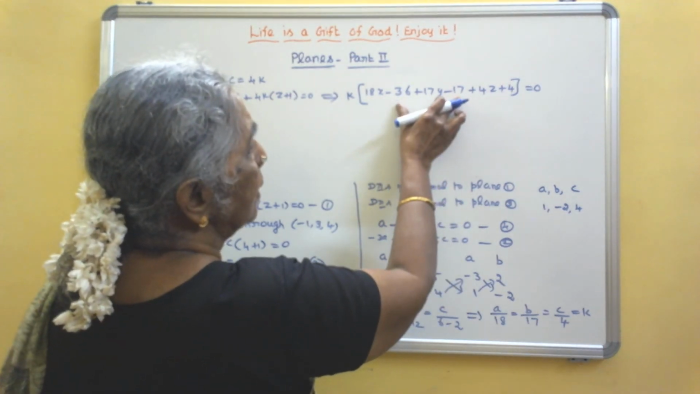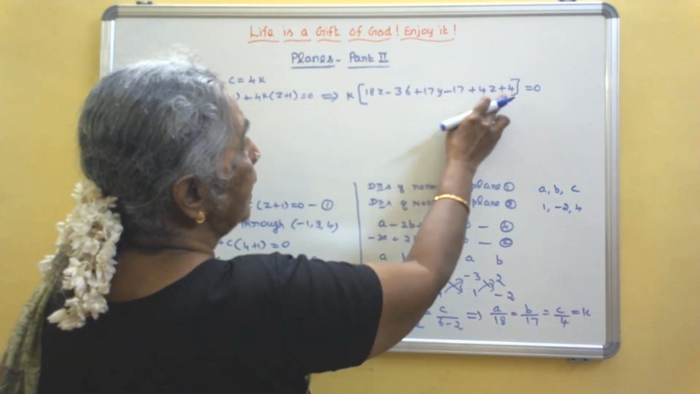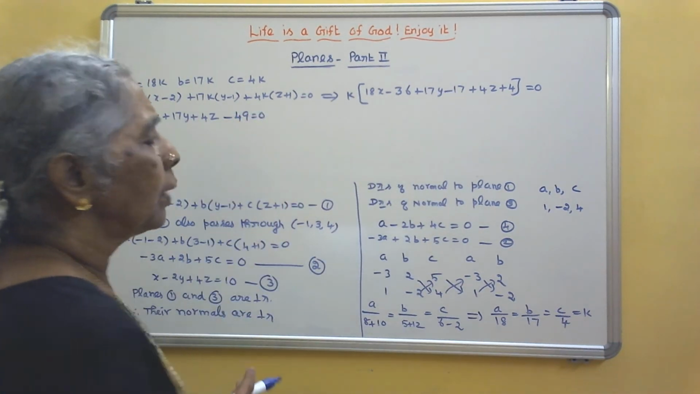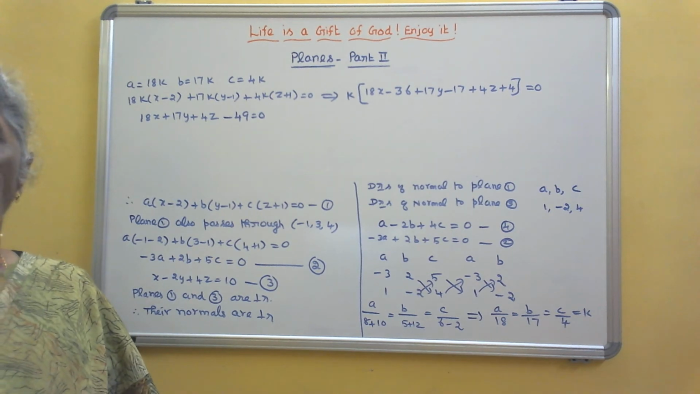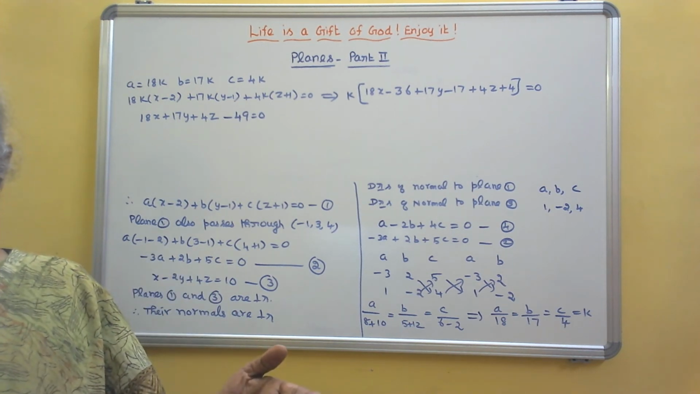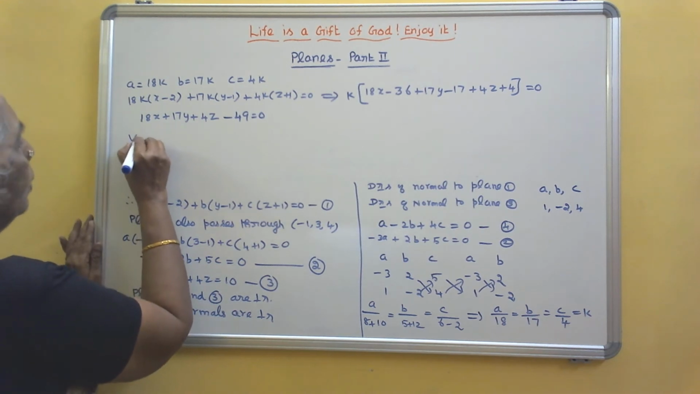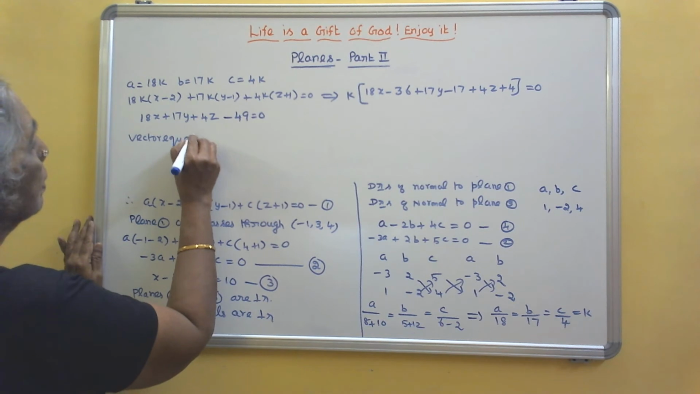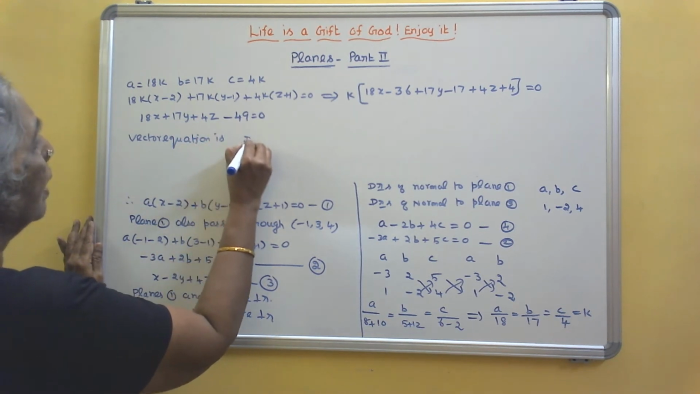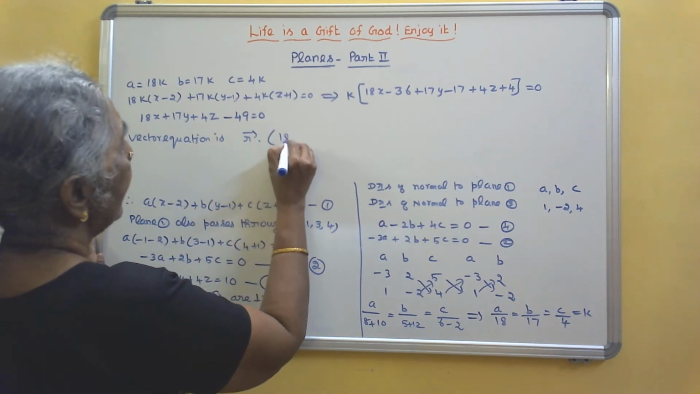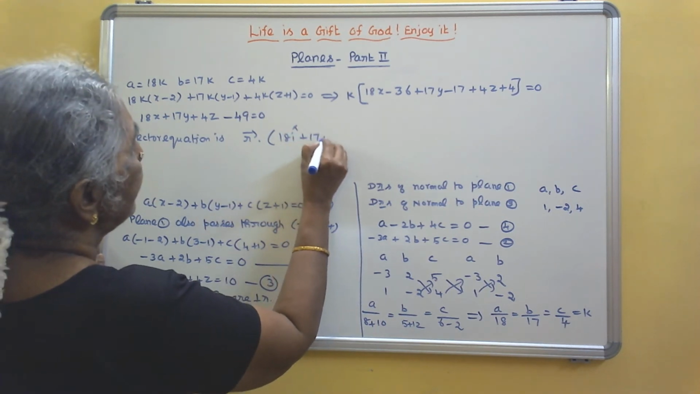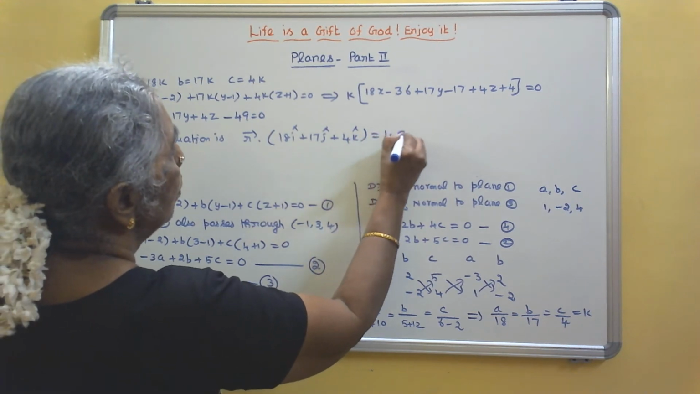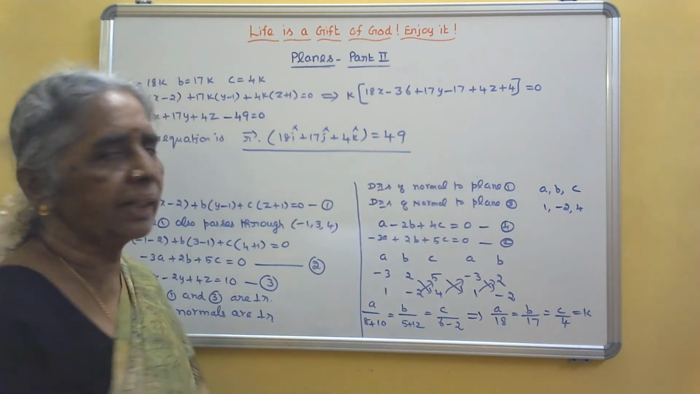This is 17. So you will get minus 53 plus 4. So minus 49 is equal to 0. Now this is the Cartesian equation. Since they have asked for the vector equation, let us write it. So the vector equation is r vector dot 18 i cap plus 17 j cap plus 4 k cap is equal to 49. This is the vector equation.